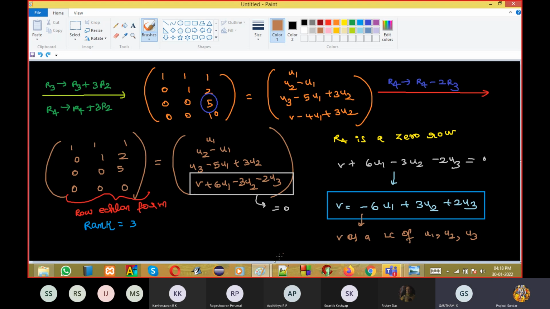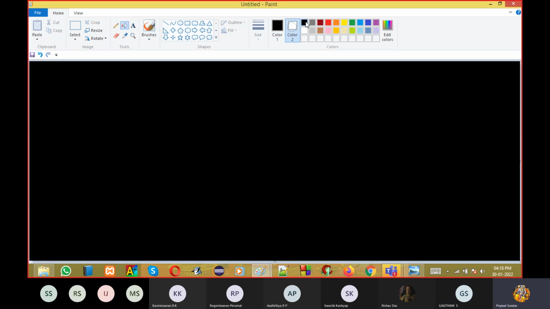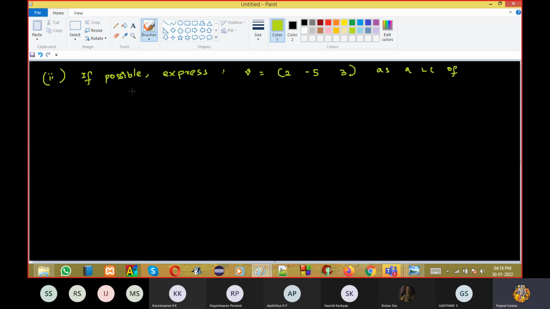This is easy, right? So second question in assignment 5.2, they are saying, if possible, express vector v, which is 2, minus 5, 3, as a linear combination of u1, which is 1, minus 3, 2, u2, which is 2, minus 4, minus 1, and u3, which is 1, minus 5, 7. Okay, if possible, try to express. You also keep doing independently. Then finally we can check the answers.